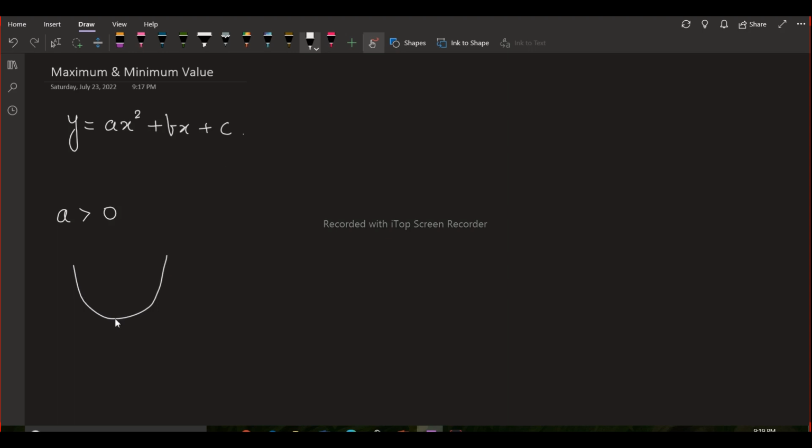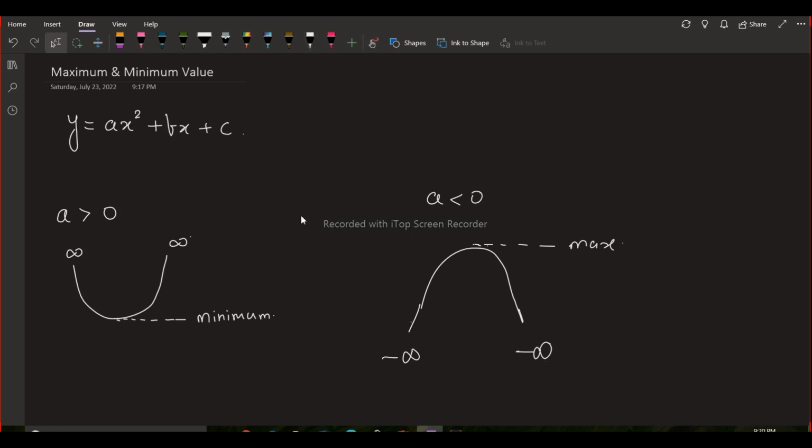And in this case, you'll have a minimum value. However, for the max, there will be no maximum value, as it will go till infinity. In case a is less than 0, then the parabola will be of this shape, and you'll have a max value, and the min value will go till minus infinity. So there will be no minimum value, but we'll be able to find the maximum value.